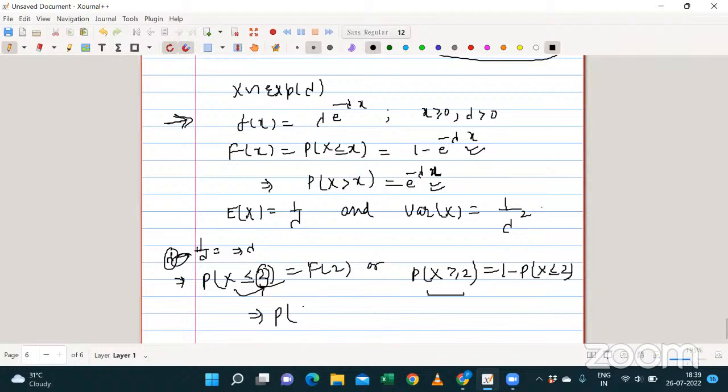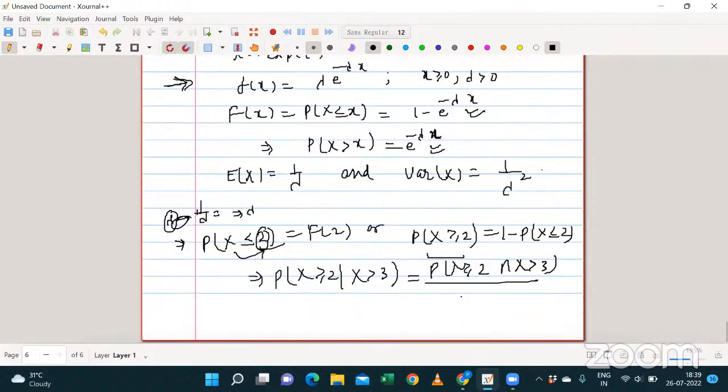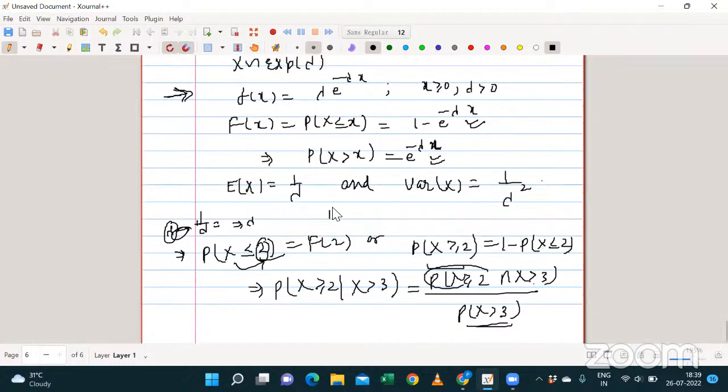One more thing, it can be X greater than or equal to 2, given X greater than 3. Then apply the probability of X greater than or equal to 2 intersection X greater than or equal to 3, divided by probability X greater than 3. Find the common region between these two and apply the CDF formula. But you have to be focused on what it is asking: at most, less than, or at least. Otherwise, just apply the CDF formula. If you know integration, you can do it by integration directly, but the CDF formula will be easy to follow.